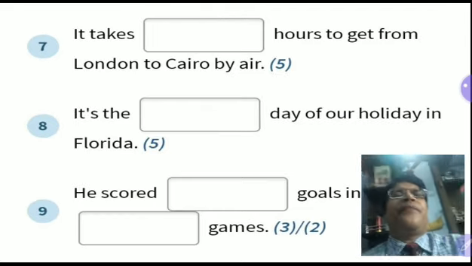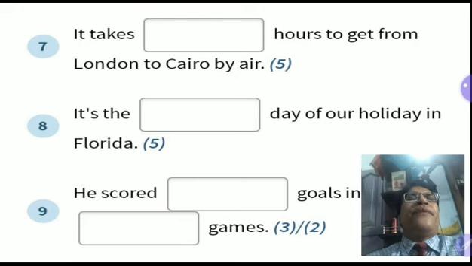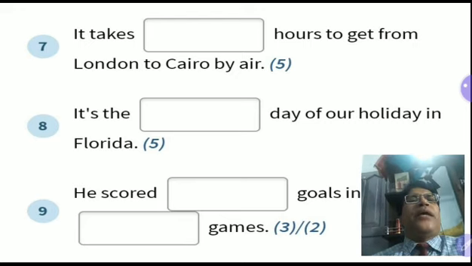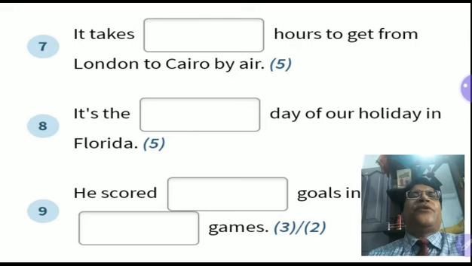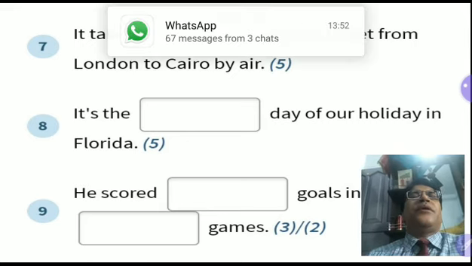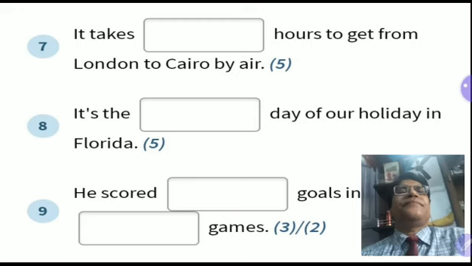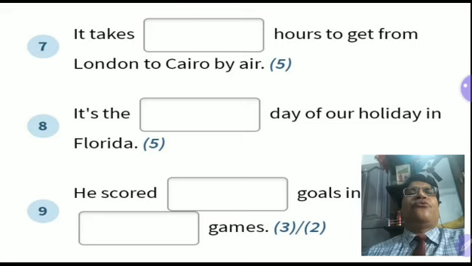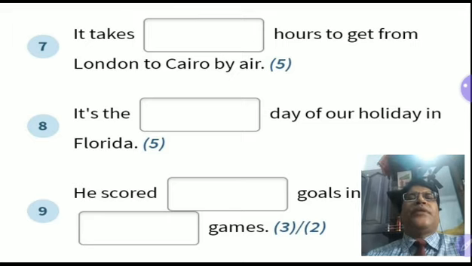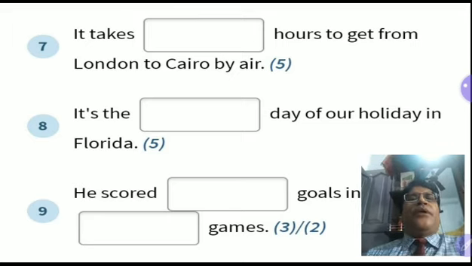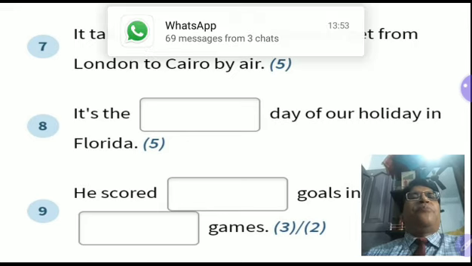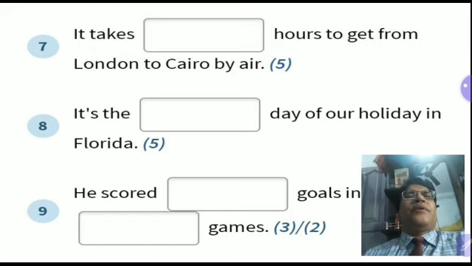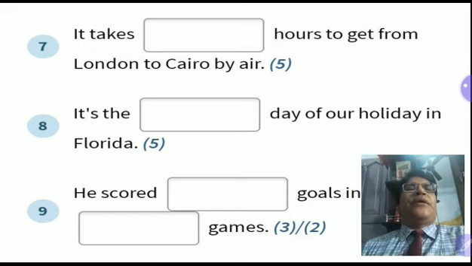Now look at question number 7. It takes 5 hours to get from London to Cairo by air. 8th number. It's the 5th day of our holiday in Florida.